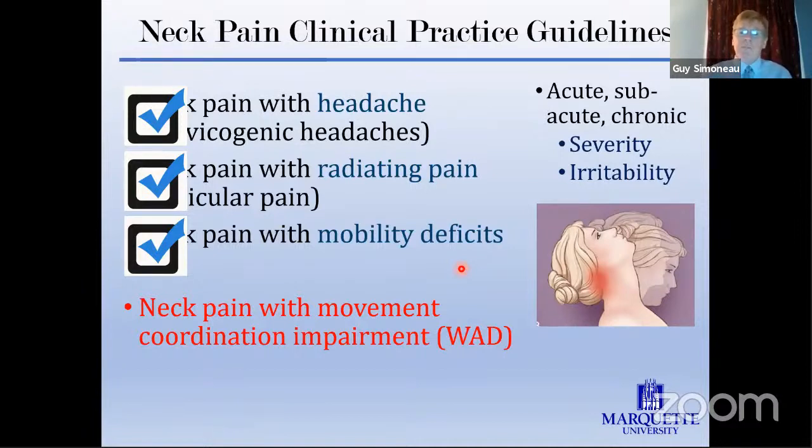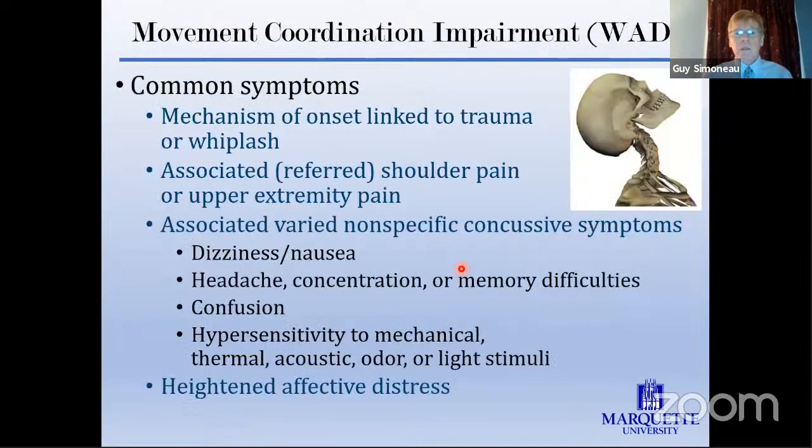So that leaves us with the more complex of the groups, which is our neck pain with movement coordination impairments, which is our WAD, or whiplash-associated disorders, group. So the symptoms we may have, and again, look at this group as a group with a tremendous spectrum in terms of severity and irritability. You'll have people that, after their car accident, after their traumatic event to their neck, have just a little bit of pain and disability, to people who you've seen in your clinic, I'm sure, that can hardly move at all and are in very serious discomfort, very, very severe, very irritable conditions. So a very wide spectrum of people in that clinical population.